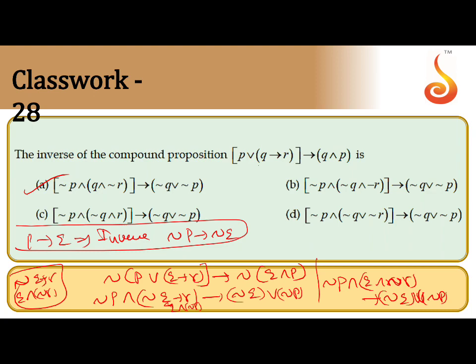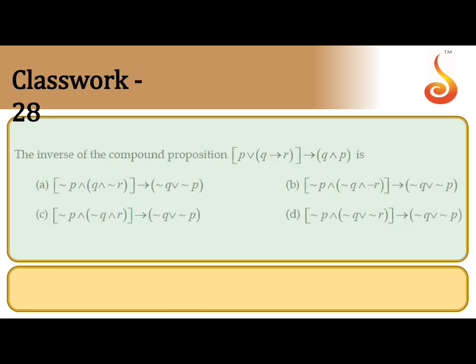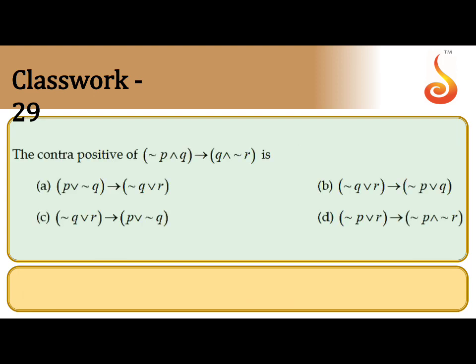Now, clear. So option A is correct. So check the answer. A is correct. Next, 29. Contrapositive. So what is contrapositive? The contrapositive of P implies Q is negation of Q implies negation of P.